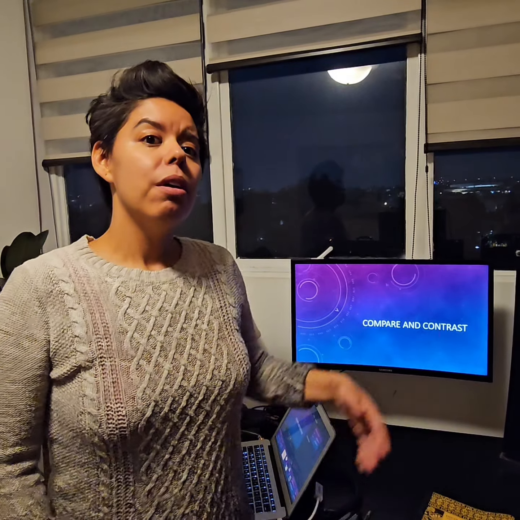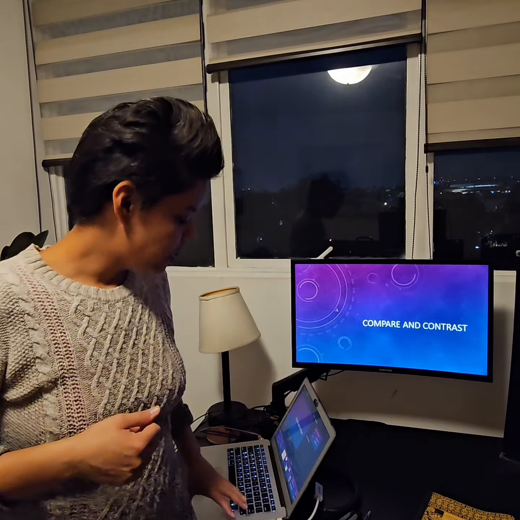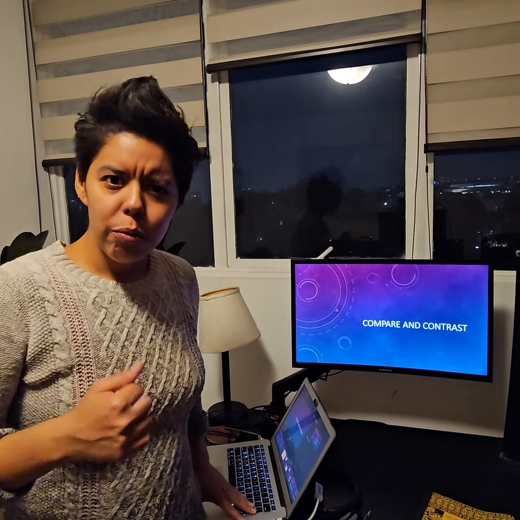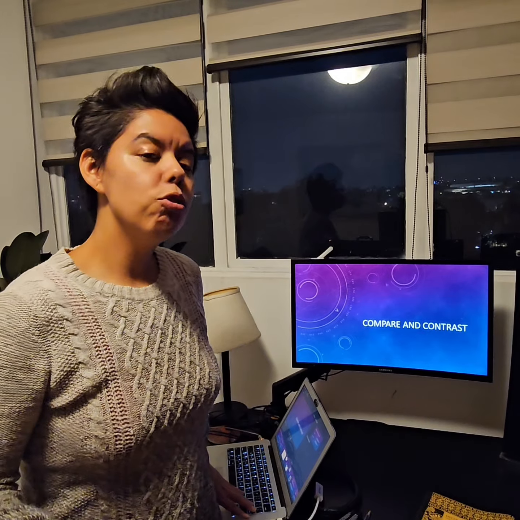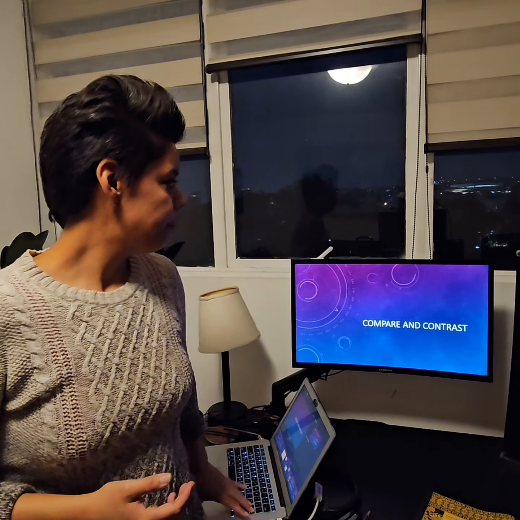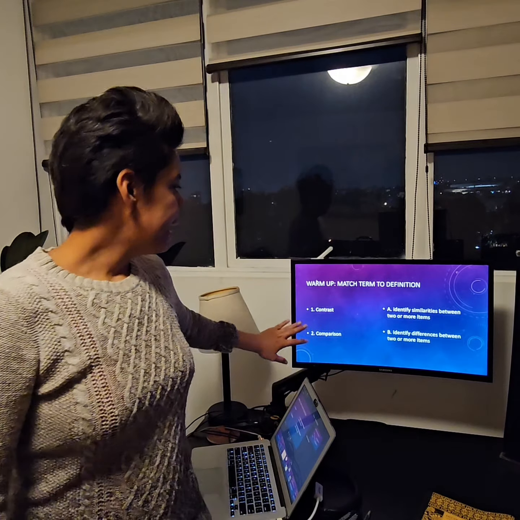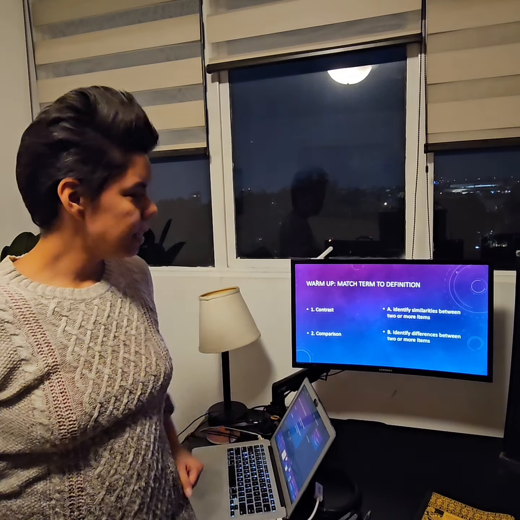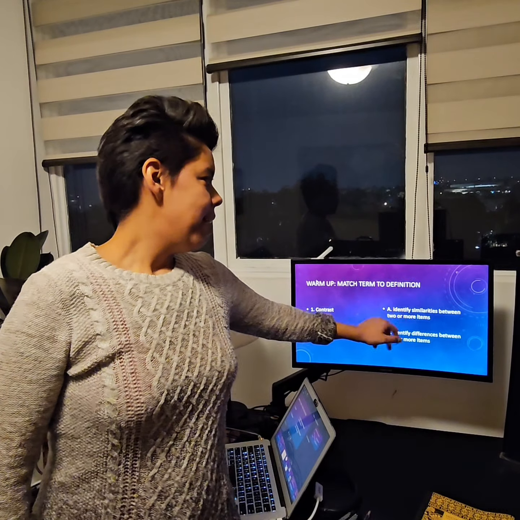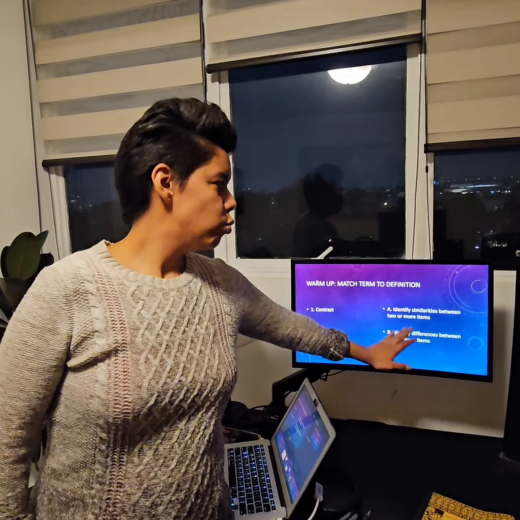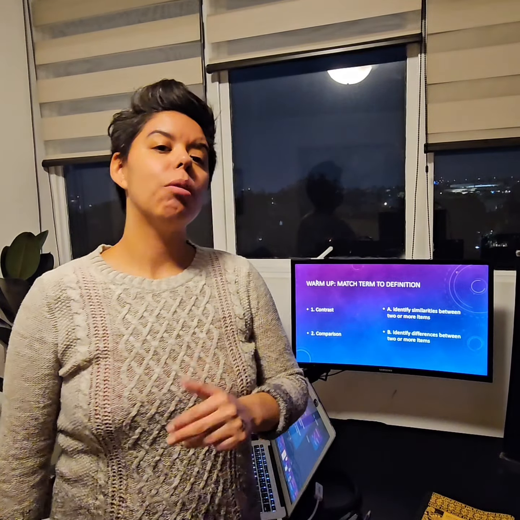As you can see on the board, we're going to be continuing with compare and contrast. We introduced it yesterday. So before we get into the nitty-gritty, let's go ahead and do a review. Here for our review and a warm-up, I have terms, contrast and comparison, and then I have definitions. A, identify similarities between two or more items, and B, identify differences between two or more items.